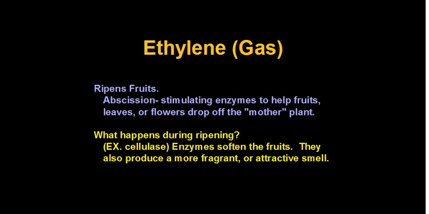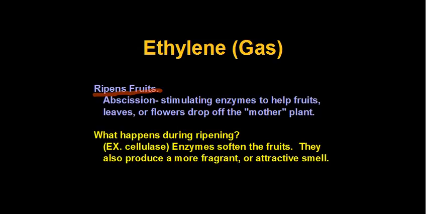Now, ethylene gas. This is what ripens fruits, and that's the main important message here, the ripening of fruits. When these flowers or leaves or fruits become mature, they drop off the original plant. I put mother plant, but it's just all these enzymes that tell or signal to the fruits that they are ripe and they are ready to fall to make way for new fruits and leaves and flowers.